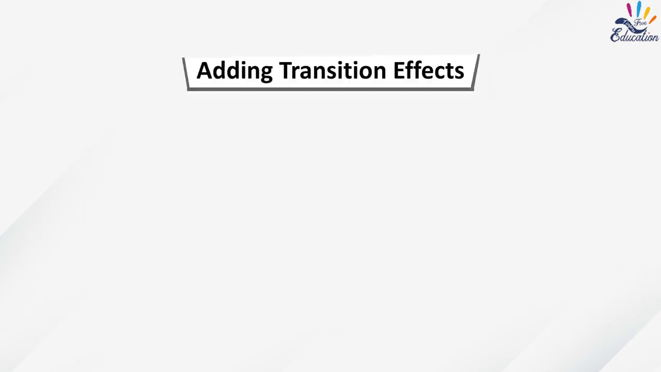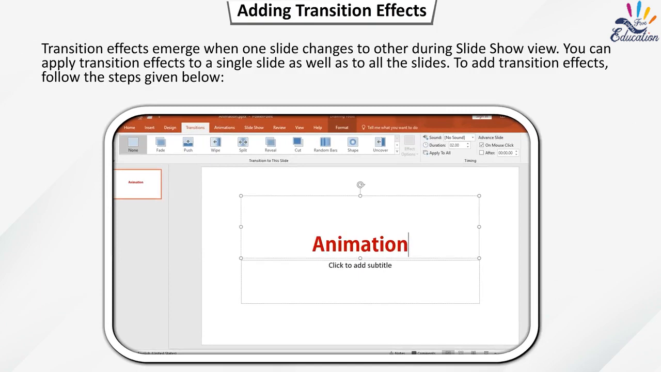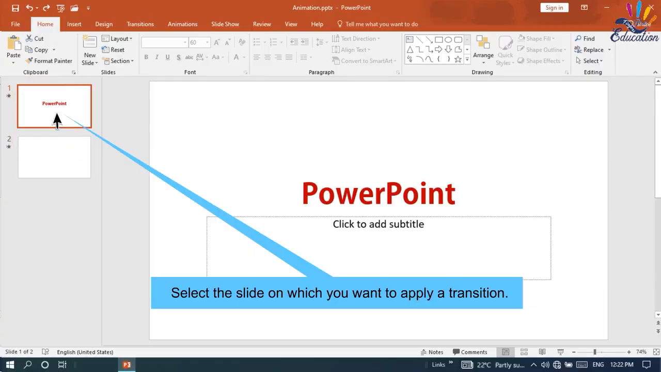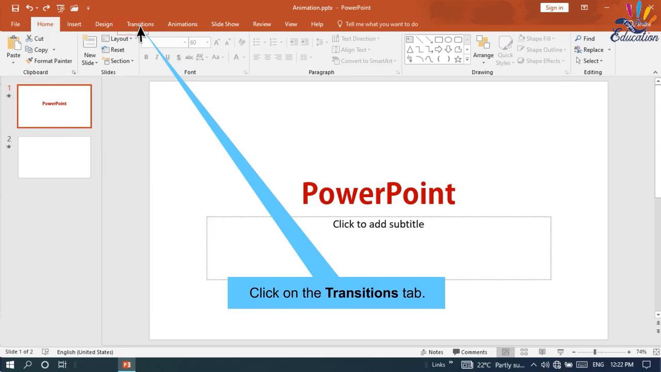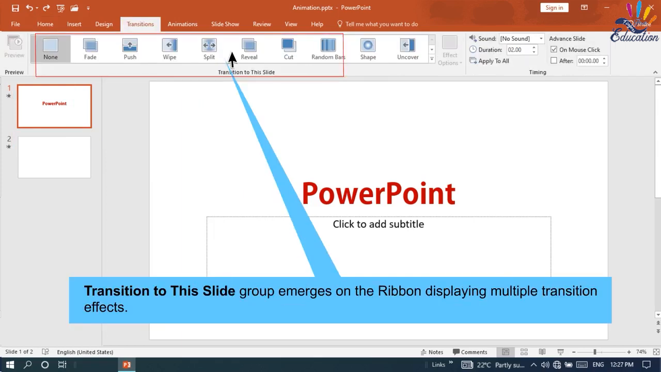Adding transition effects. Transition effects emerge when one slide changes to another during slideshow view. You can apply transition effects to a single slide as well as to all the slides. To add transition effects, follow the steps given below. Select the slide on which you want to apply a transition. Click on the Transitions tab.